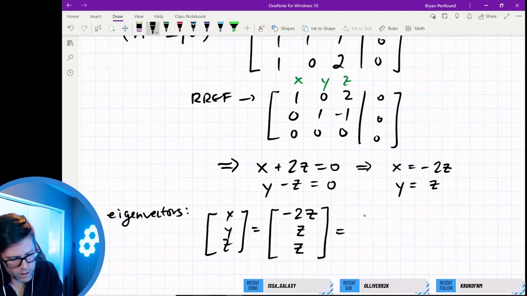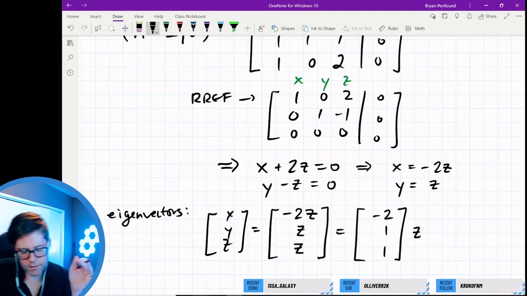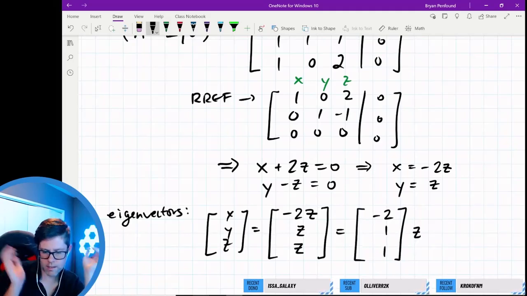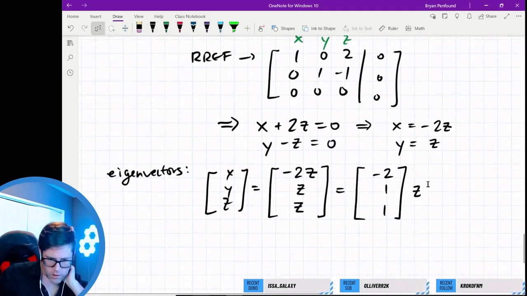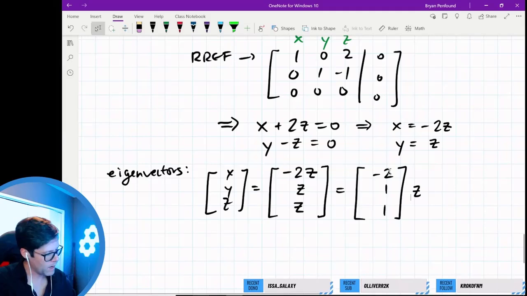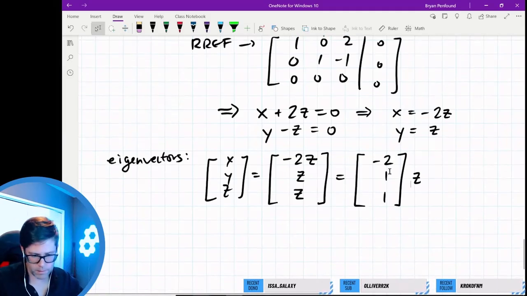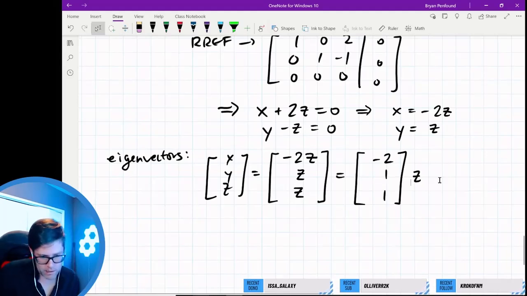So if I factor out that z component, I get negative 2, 1, and 1 times some kind of free variable. I'm allowed to pick z here to be whatever it wants. So it's this negative 2, 1, and 1 that's of interest to us. This is exactly the basis vector for this particular, we call it an eigenspace.